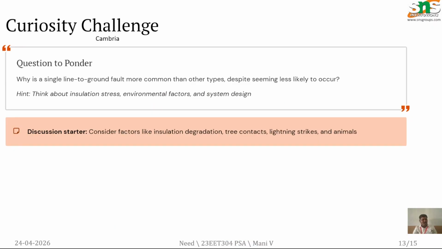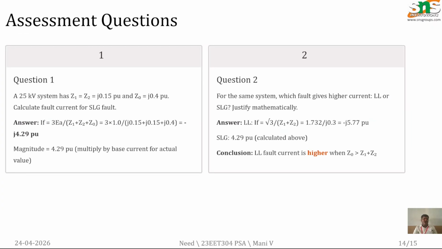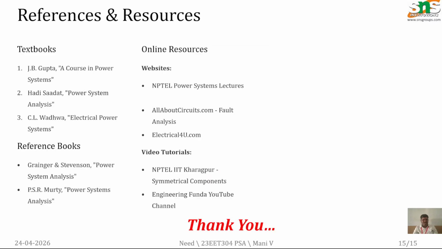So this is an accurate challenge. Why is a single line to ground fault more common than other types, despite seeming less likely to occur? If you know the answer, just put it in the comment section. And this is an assessment for the same topic. Which fault gives high current, line to line or single line to ground fault? Justify mathematically. If you have any queries, just post them in the comment section.